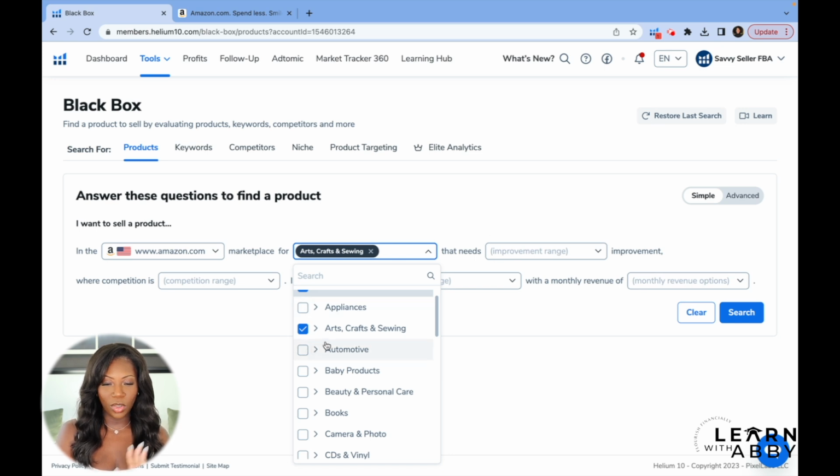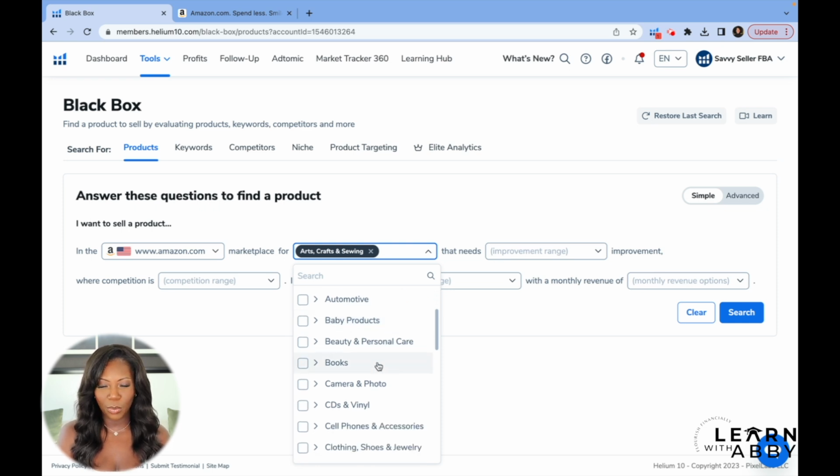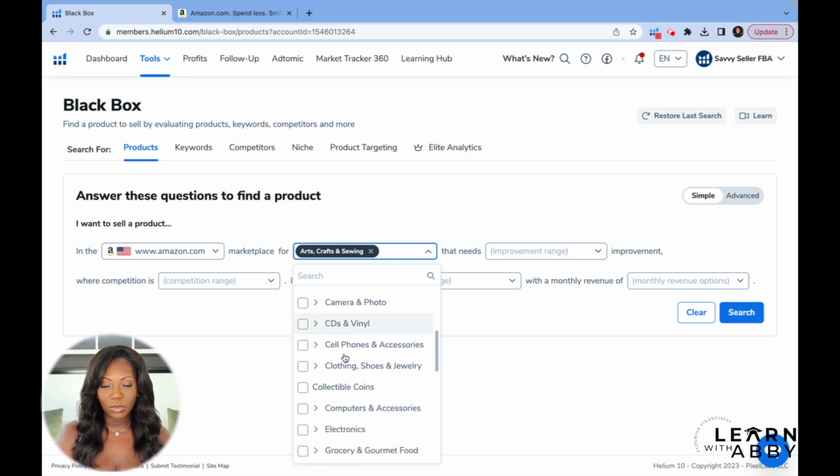So as I said, we already clicked on arts and crafts, skipped over automotive. Baby products can be a hit or miss for me, so I'm gonna just skip over it for now. Beauty and personal care, I'm gonna skip over that one as well. So we're gonna keep on going down, and I'm just looking for categories that pique my interest.